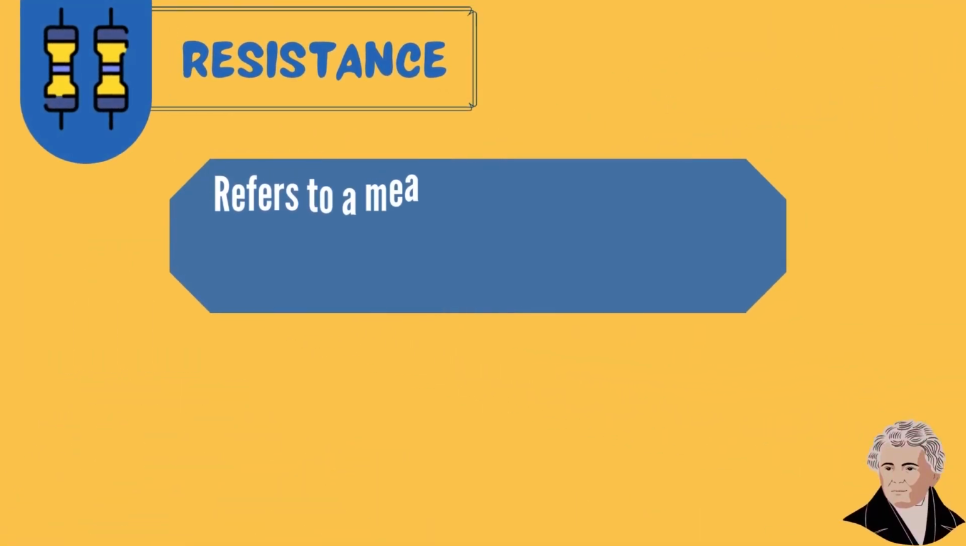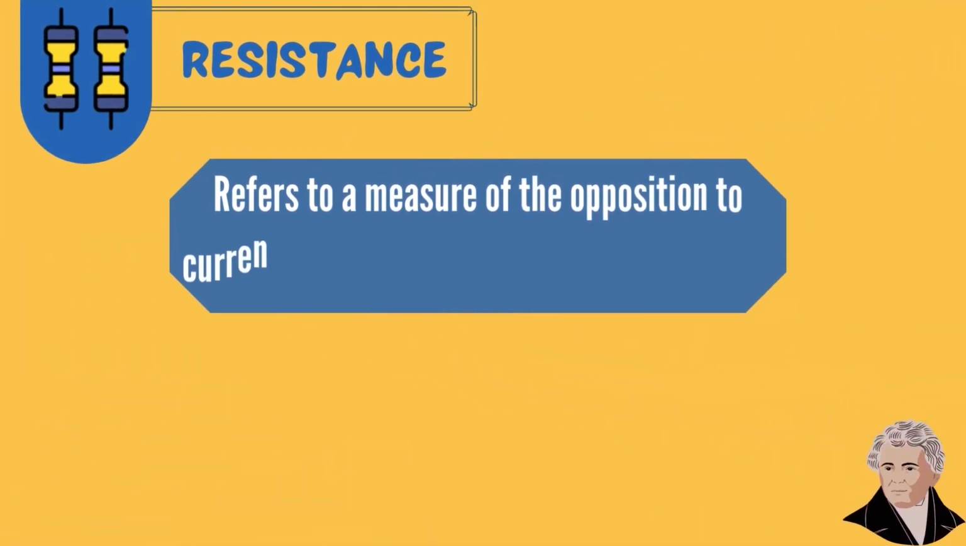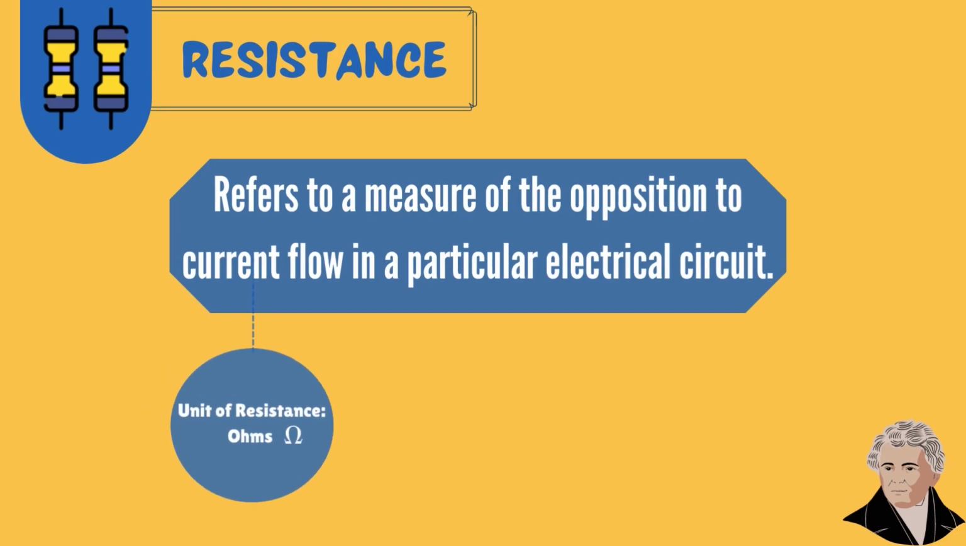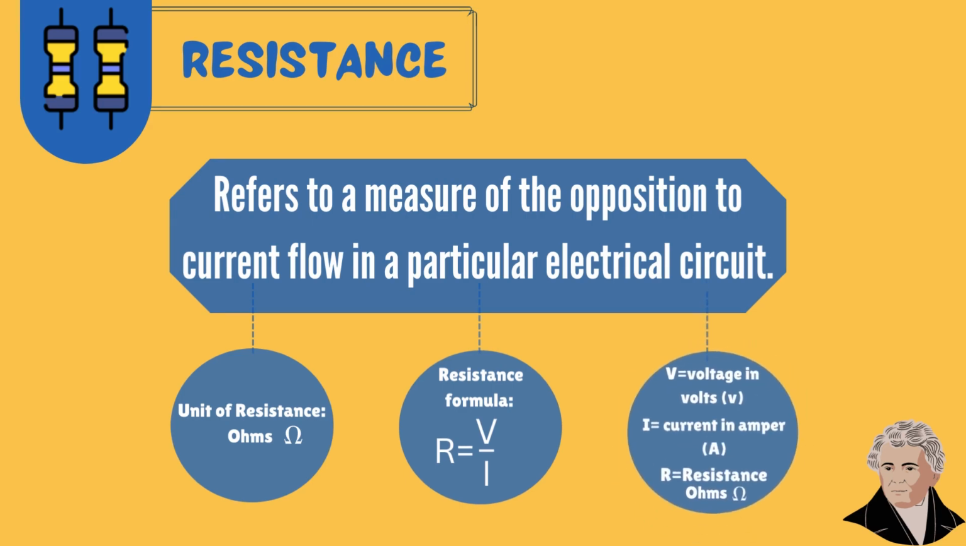First, we have resistance. Now, resistance refers to a measure of the opposition to a current flow in a particular electrical circuit. The unit of resistance is ohms, and the resistance formula is given by R is equal to V over I. We're given this formula by rearranging Ohm's law to make resistance the subject. V over I is voltage over current. Voltage is in volts and current is in ampere.